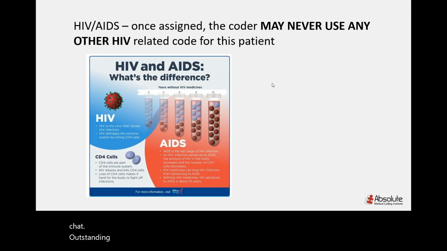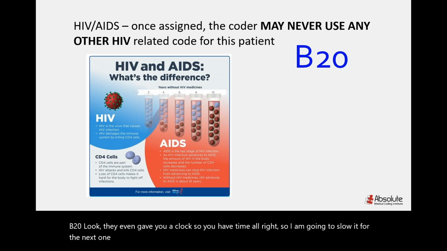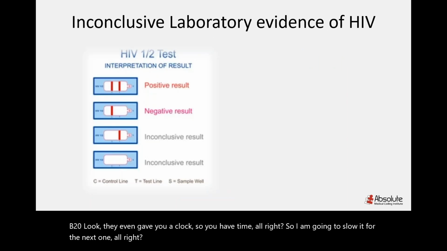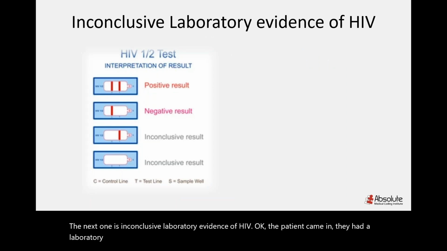Outstanding. You all rocked it. 100% of you said B20. Look, they even gave you a clock, so you have time. All right. So I am going to slow up for the next one. The next one is inconclusive laboratory evidence of HIV. Okay, the patient came in, they had a laboratory test. The results are inconclusive. Which code do you assign?